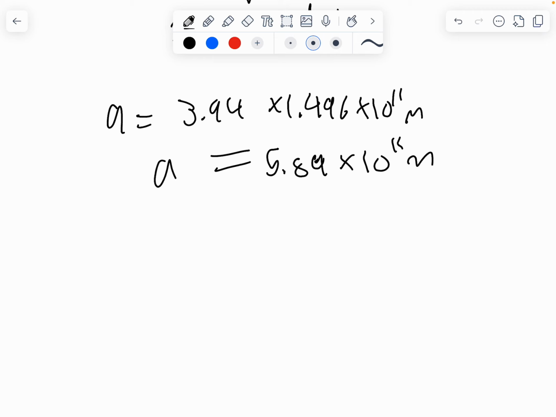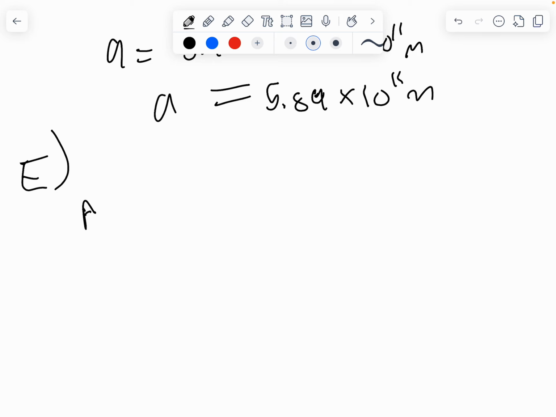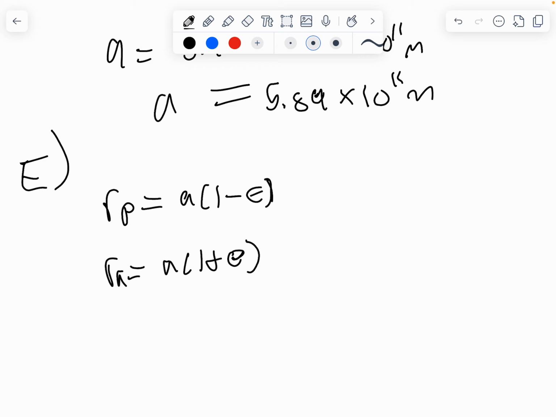Okay. Now we're going on to part E. Part E is asking us to find the distance from the sun to the asteroid at perihelion and aphelion. I don't know how to say these words. And give answers in meters. So here are the formulas we're going to be using. To find perihelion, it says here A times 1 minus E. And to find the aphelion, it would be that plus E.